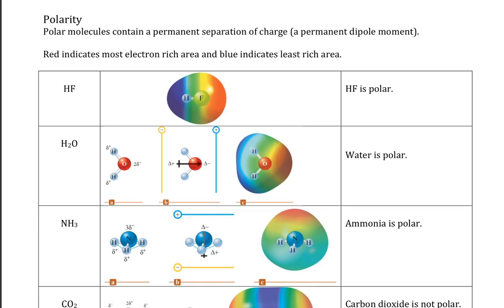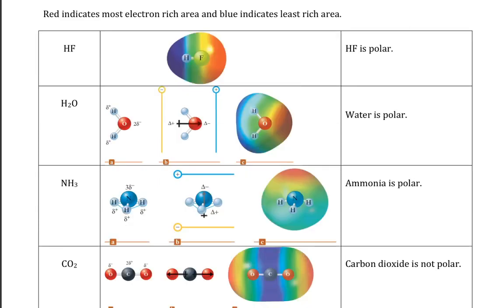Okay, so here are some diagrams of molecules, and the colors emphasize which side is positive and which side is negative. So red indicates the most electron-rich area. That would be the delta minus side. And blue indicates the least electron-rich area. That would be the delta plus side. So if we were to look at such a picture of HF, we know that the F is more electronegative, partial negative side. The H is partially positive. So that's how that would look with this color visual.